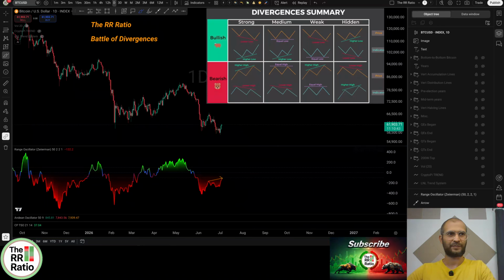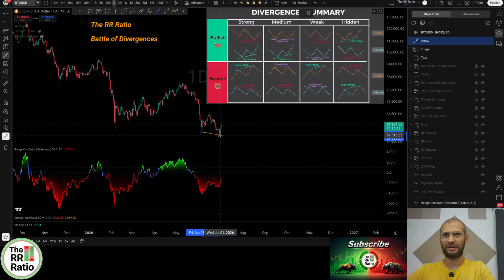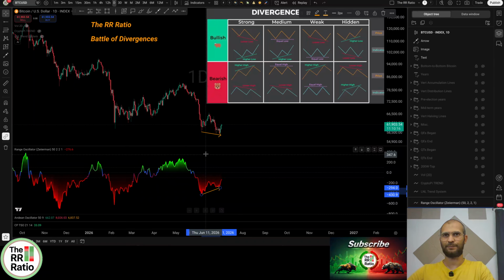Now, if I look a bit further away, and if I look at the lower end, so I want to look at the lows of the price. If I click from here till here, we are targeting only the lows of the price, and here I'm targeting the lows of the indicator. So here the price is making a lower low, which is in the bullish category, and also here.